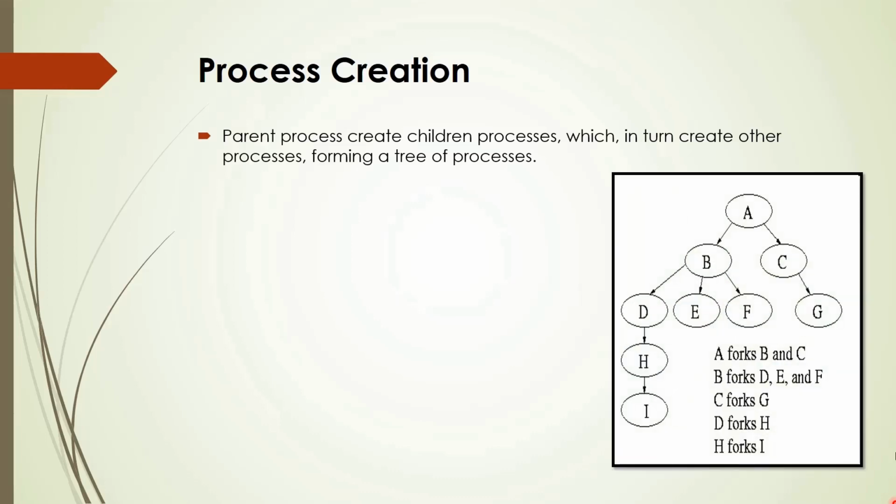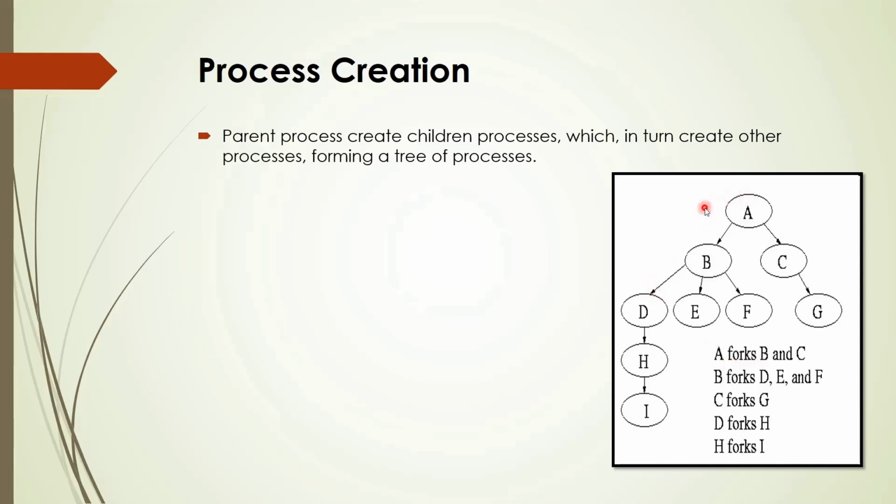In this example, you will notice parent A, or the process A, which is also called the parent process, is creating two children processes, children B and children C. This child B is now creating three child processes, D, E and F. Similarly, C is creating the child process G. D is creating the child process H, and H is creating the child process I. So you can see there is a tree of processes that is being created from A till I, and the process A creates B and C with the help of a system call which is called fork. We'll study about this in the next slide.